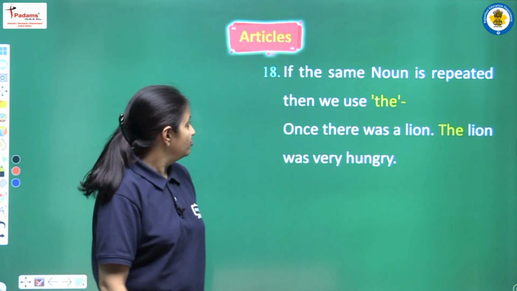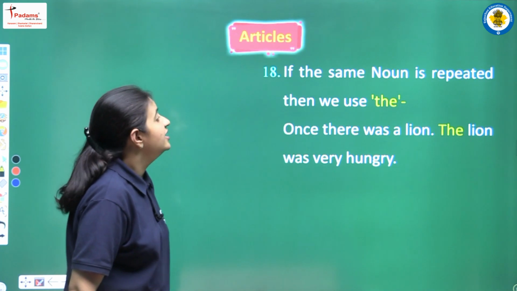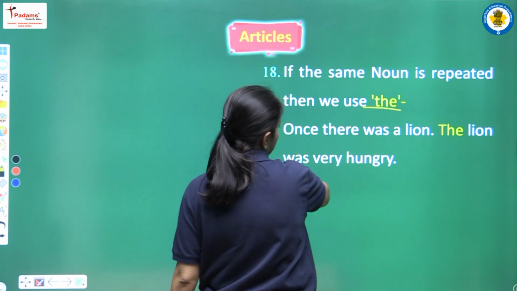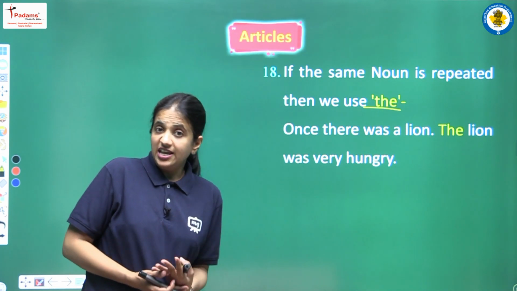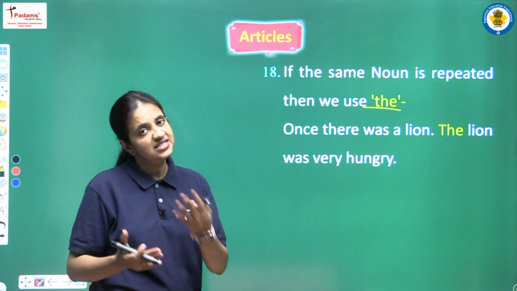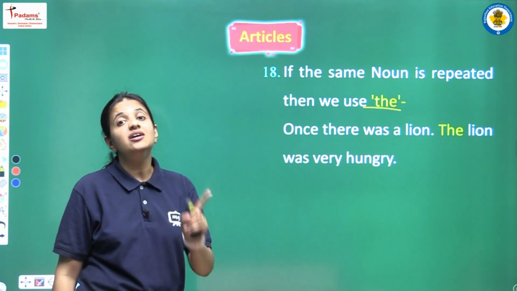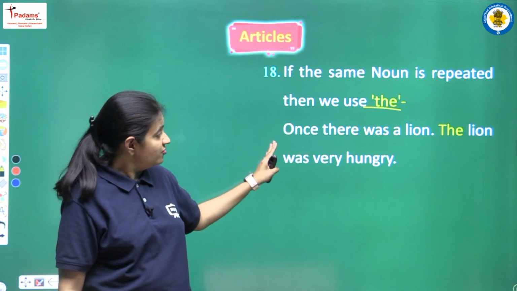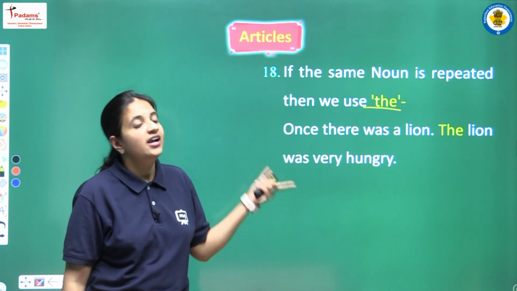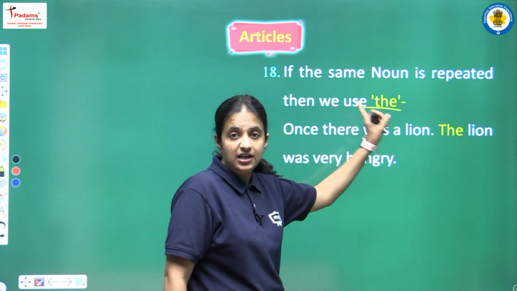Okay. Moving on, next point. If the same noun is repeated, then we use "the." According to this point, if the same noun is repeated again and again, then we have to use "the" before that noun. Let's see the example to clear this. Suppose we have one story, right? And in the story we have this sentence: Once there was a lion.